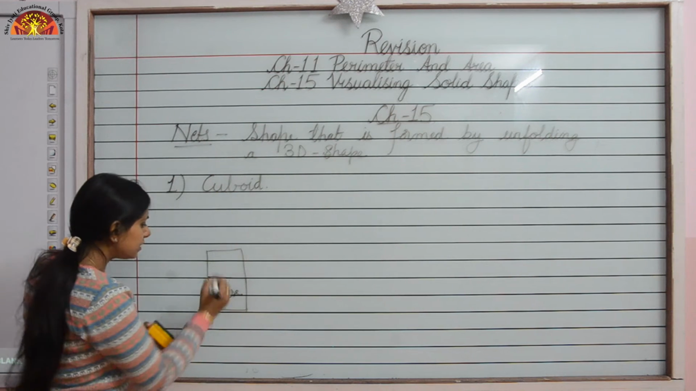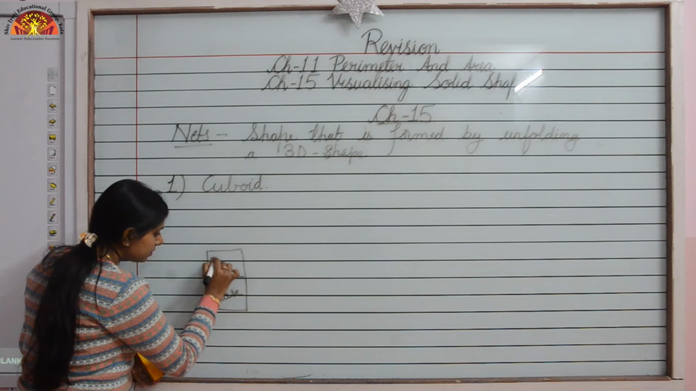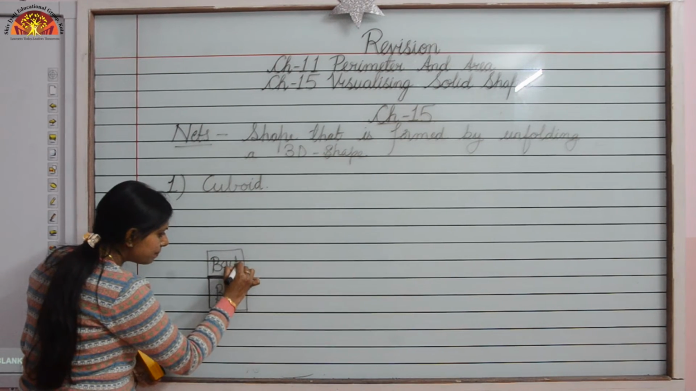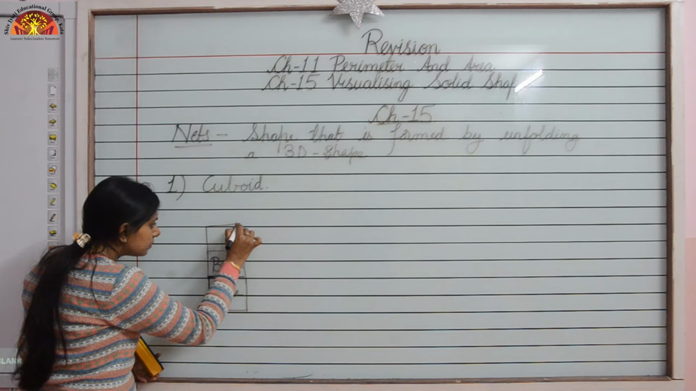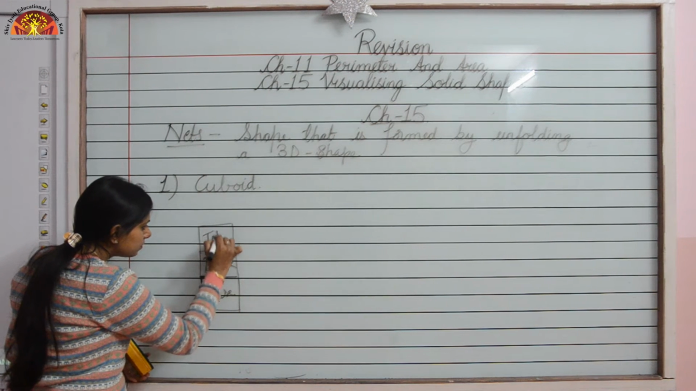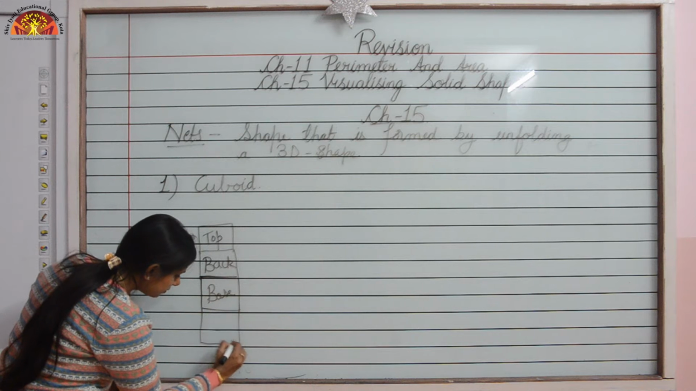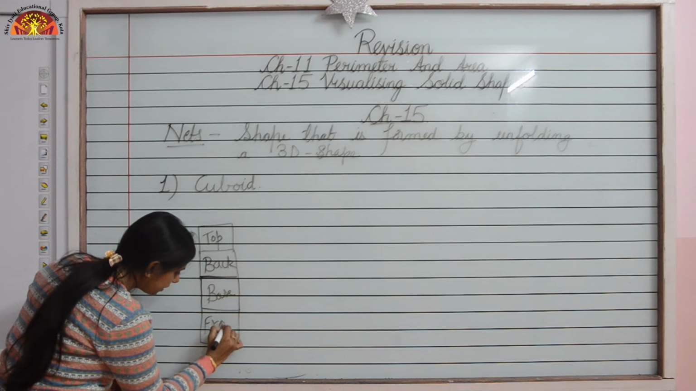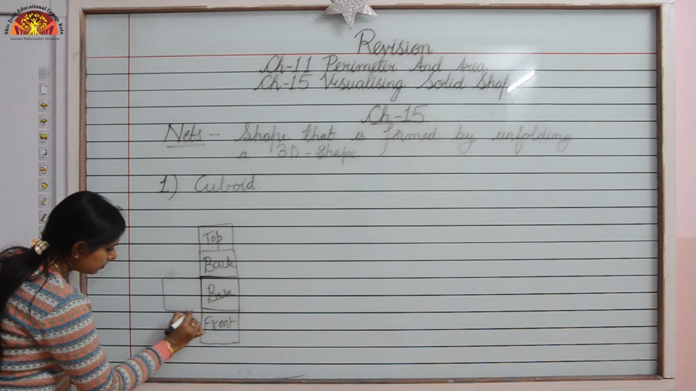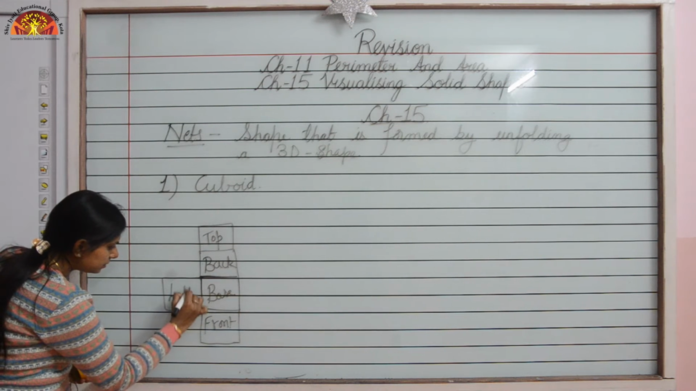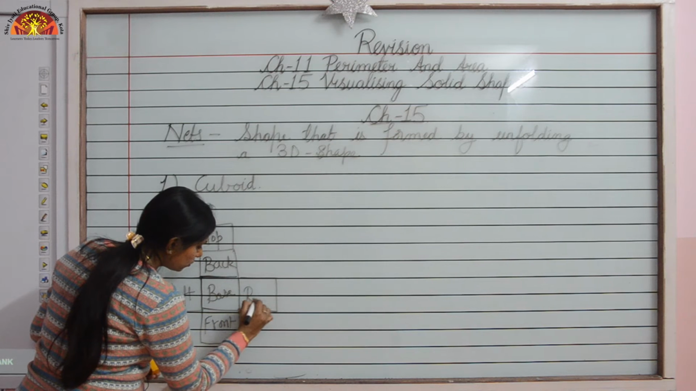Okay, so similarly we can just form a net over here. This is the base, this is a back, okay, this is the top, this is the front, this is the left, and this one is the right, okay.